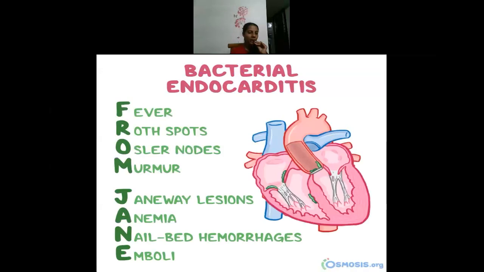Next are some mnemonics I have given for you to remember the signs and symptoms of bacterial endocarditis: from Jane. F means fever, R Roth spot, O Osler's node, M murmur, J Janeway's lesion, A anemia, nail bed hemorrhage and emboli. Okay, so this is one mnemonic for you to remember. You can prepare your own mnemonics to study for the exam.